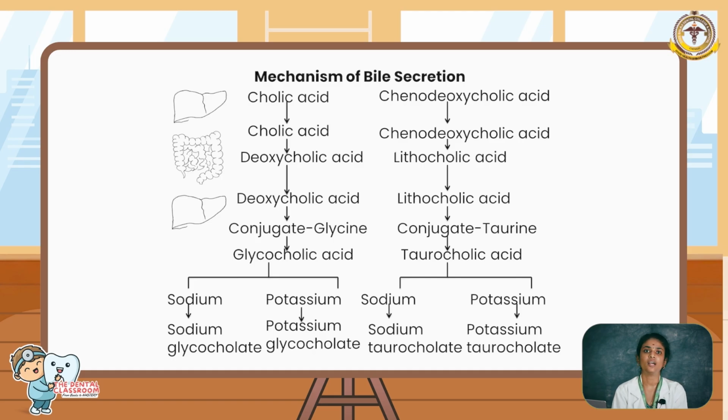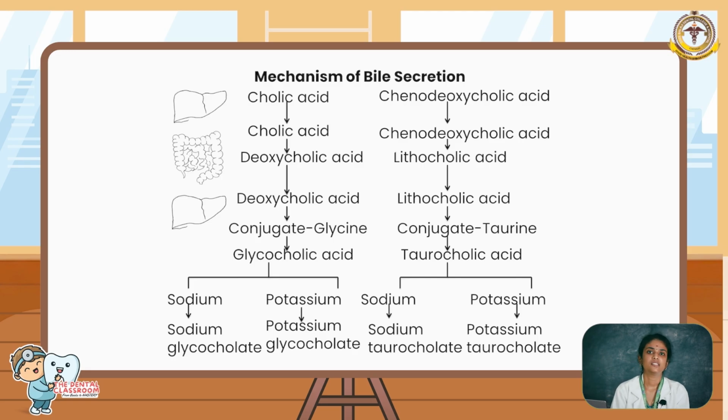This glycocholic acid is going to get combined with sodium and potassium, giving rise to sodium glycocholate and potassium glycocholate. Now we are going to see about the lithocholic acid. This lithocholic acid is going to get conjugated with taurine. Once it gets conjugated with taurine, it is going to give rise to taurocholic acid. This taurocholic acid is going to get combined with sodium and potassium, giving rise to sodium taurocholate and potassium taurocholate.